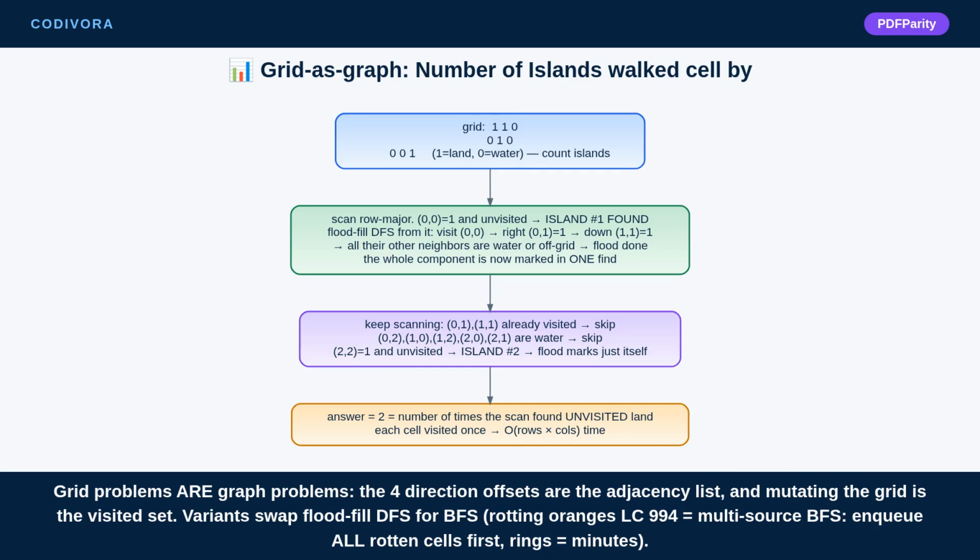Grid problems are graph problems. The 4-direction offsets are the adjacency list, and mutating the grid is the visited set. Variant: swap flood-fill DFS for BFS. Rotting oranges, LC 994, equals multi-source BFS. Enqueue all rotten cells first; rings equal minutes.